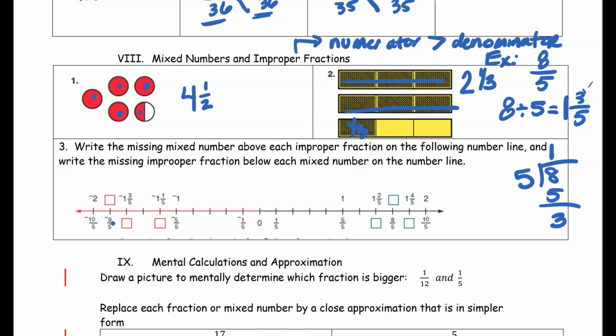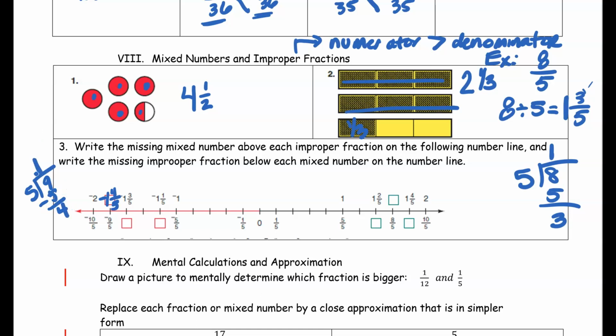Negative 9/5 is the same thing as what? So what you can do is you can say 5 goes into 9 one time with 4 left over, and 5 you keep the original denominator. If you can't do that in your head, it's totally fine. You can just do 9 divided by 5. 5 goes into 9 once with a remainder of 4.